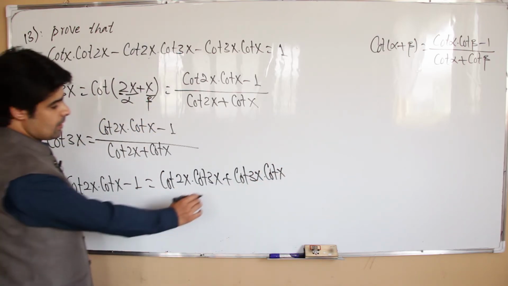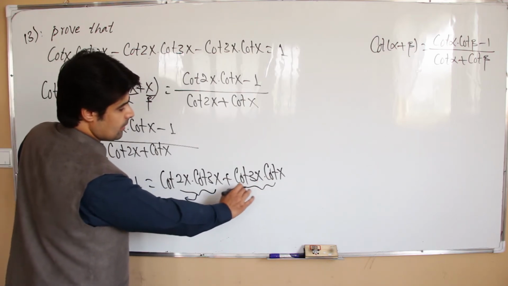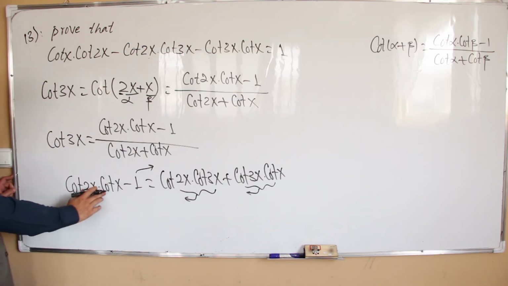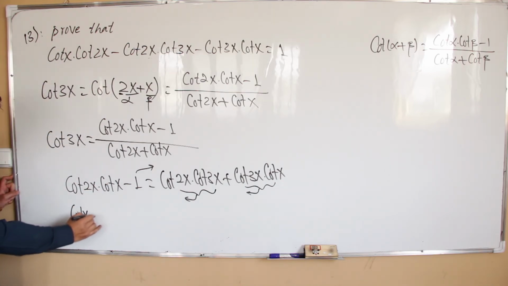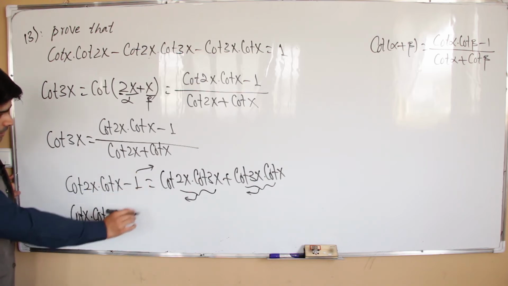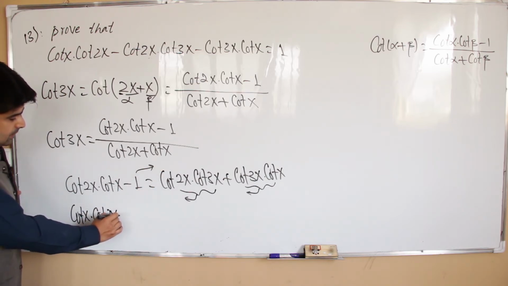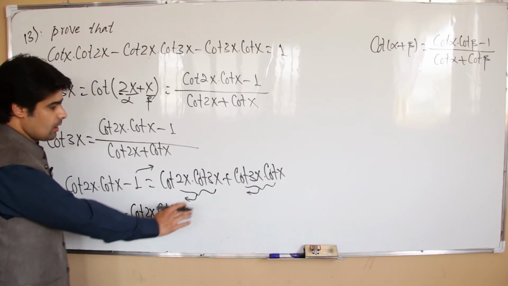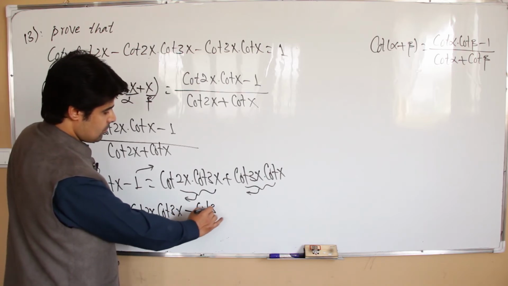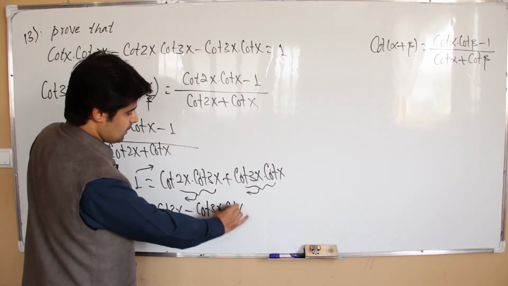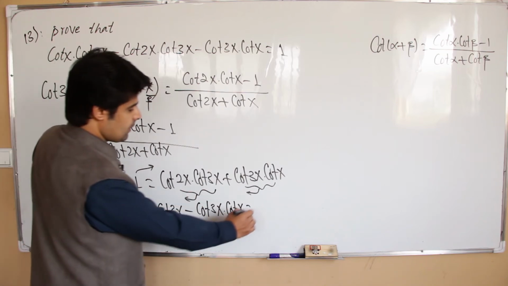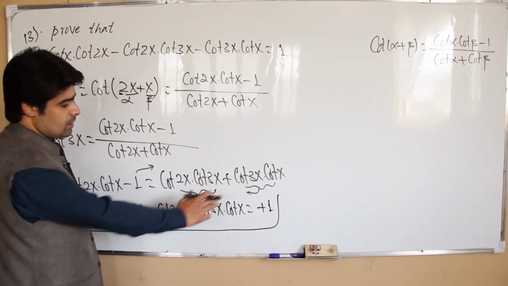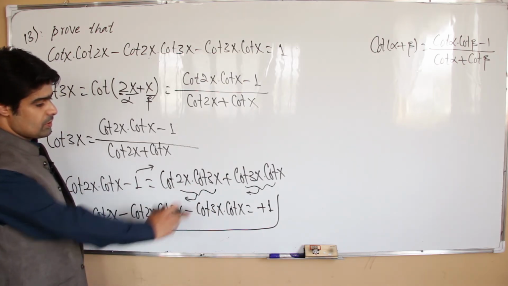Am I right? Yes. If I put this one in the left side and this one also in the left side, and I move this one into the right side, so what would you have? You will have cotangent of x cotangent of 2x, minus cotangent of 2x multiplied with cotangent of 3x, minus cotangent of 3x multiplied with cotangent of x, and put negative 1 here, it is positive 1. So this is our question, hence it is proved that this statement is always plus 1.